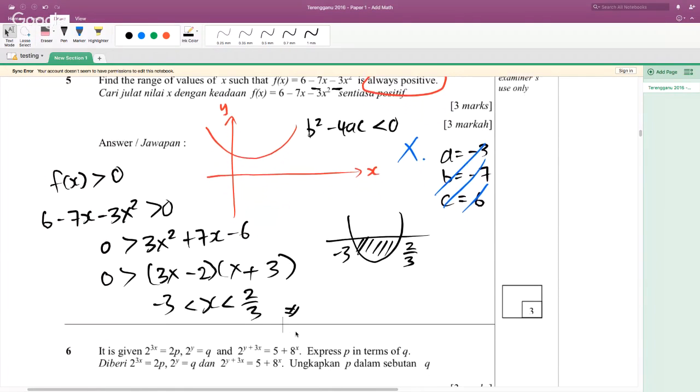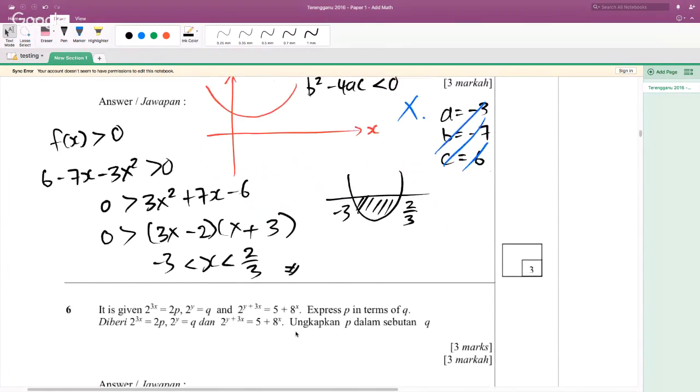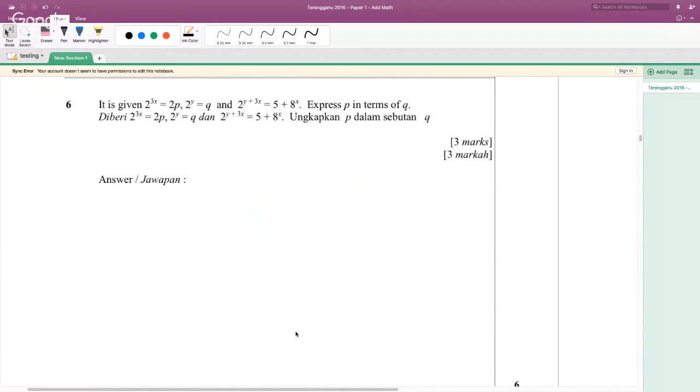All right, so if there's no problem, then I'm going to move on to number 6. It's given that 2 power of 3x equals 2p, 2 power of y equals q, and 2y plus 3x equals 5 plus 8x. Express p in terms of q. Definitely we need to do something here.